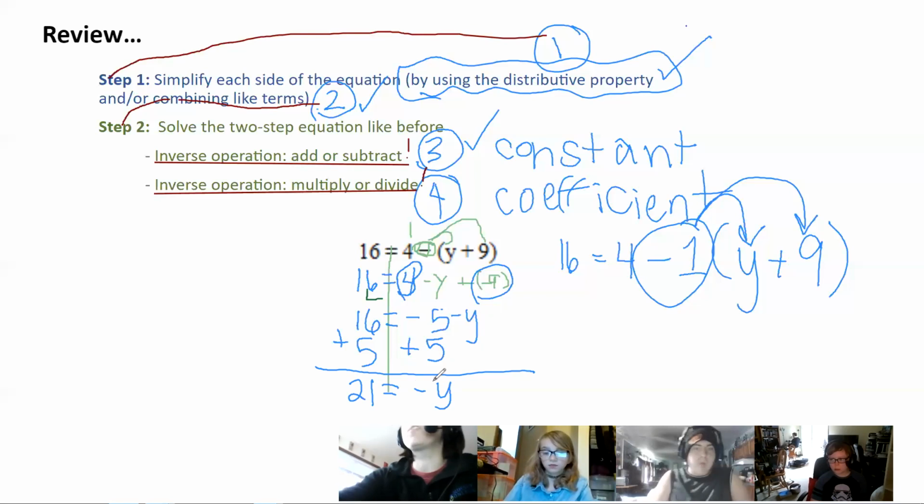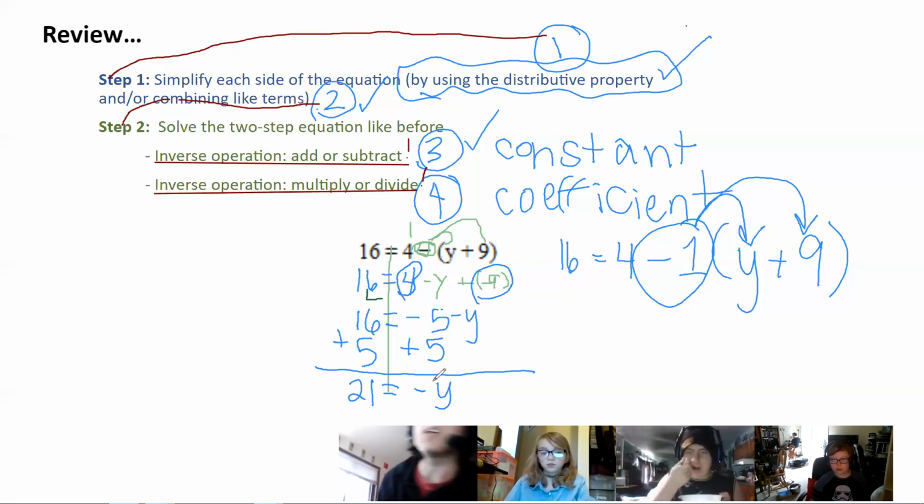Oh, on the board there. Yeah, that's good. That was right. So now we have 21 equals -y. What do I do there to get what 21 equals? How do I get rid of that negative in front of the y?